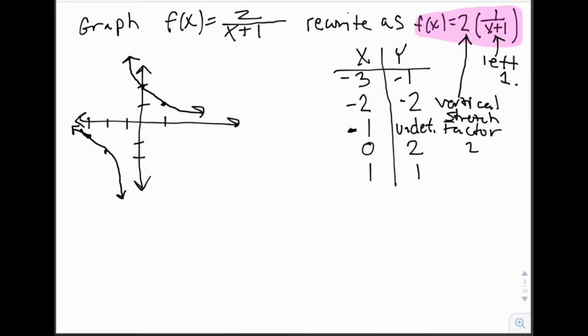So important pieces of information: our domain, our range, interval of decreasing, because we will not have an interval of increasing, and then finally something that we will just introduce. We will introduce our horizontal asymptote.